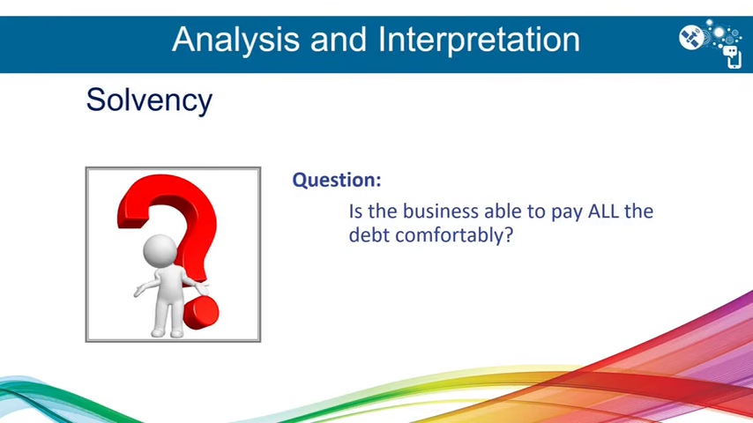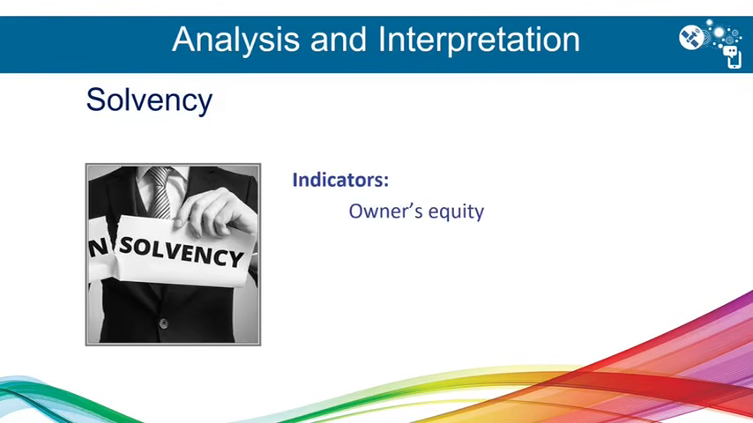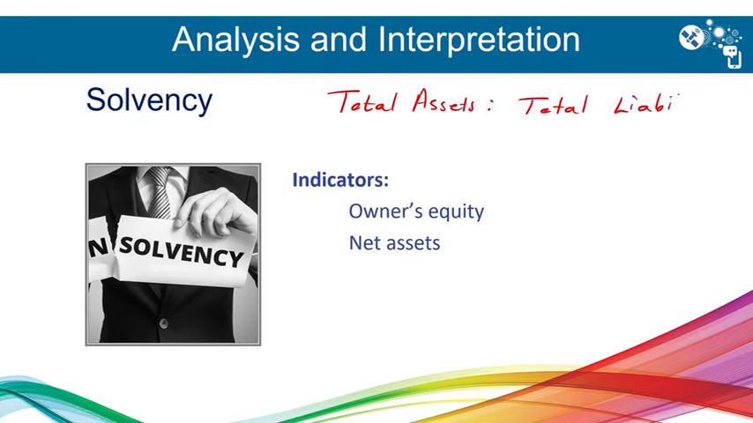Solvency, is the business able to pay all the debt? Not just the short term, not just the immediate debt, but all the debt. And there we have owner's equity and the net assets. Calculation of this, total assets divide by your total liabilities. Will you be able to cover all your debt if you sell all your assets? If this ratio is 1:1, it means if I sell all my assets, I will cover all my liabilities.